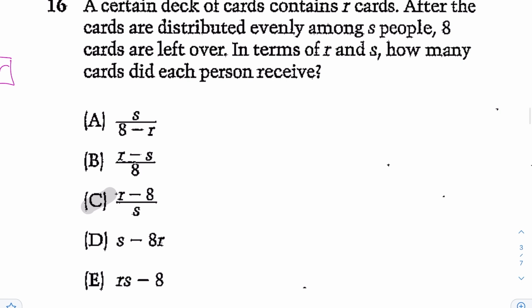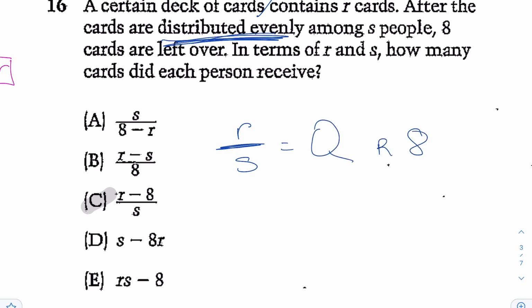All right, next for number 16, a certain deck of cards contains R cards. After the cards are evenly distributed among S people, 8 cards are left over. So in terms of R and S, how many cards did each person receive? When you distribute evenly, that's a key word, which means divide. So if you take R cards and divide it by S people, you get some quotient Q, and you have a remainder of 8 cards left over. Now, you don't care about the 8 cards. You want to know how many cards each person received.